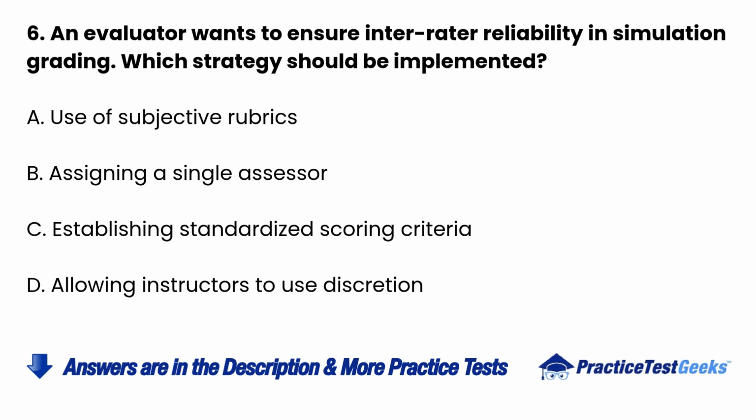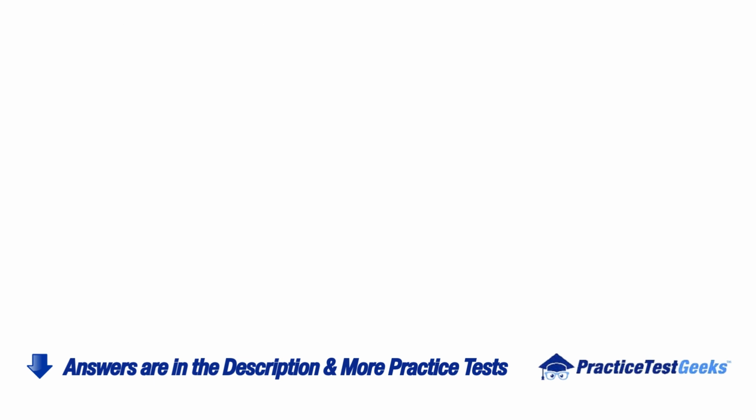6. An evaluator wants to ensure inter-rater reliability in simulation grading. Which strategy should be implemented? A. Use of subjective rubrics. B. Assigning a single assessor. C. Establishing standardized scoring criteria. D. Allowing instructors to use discretion.